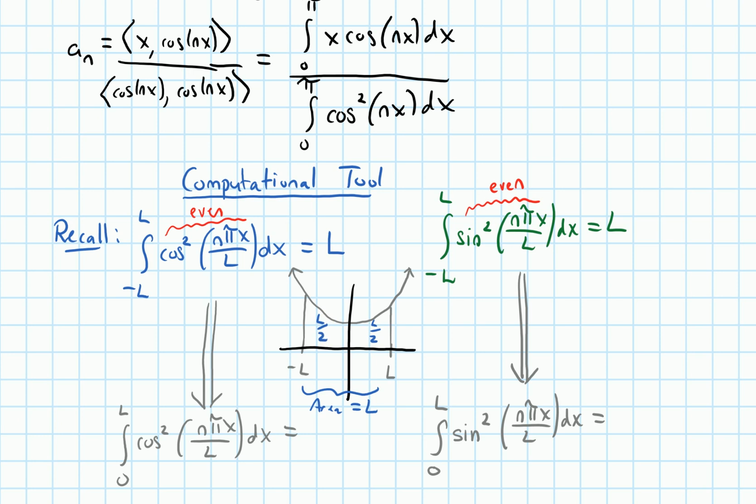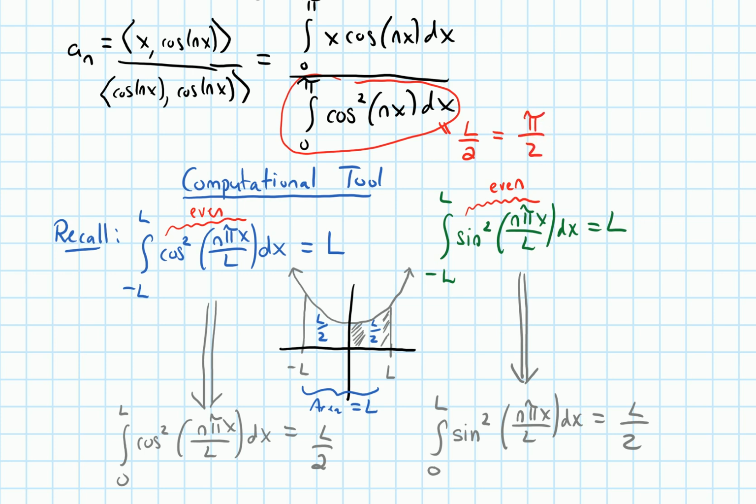So the integral of cosine squared from 0 to L is going to be L over 2. The same thing for sine squared, it's going to be L over 2, because that's this region over here, this region from 0 to L. So that's how we can quickly see what this denominator is. We use this computational tool, and we got that this was L over 2. And in this case, that's pi over 2.